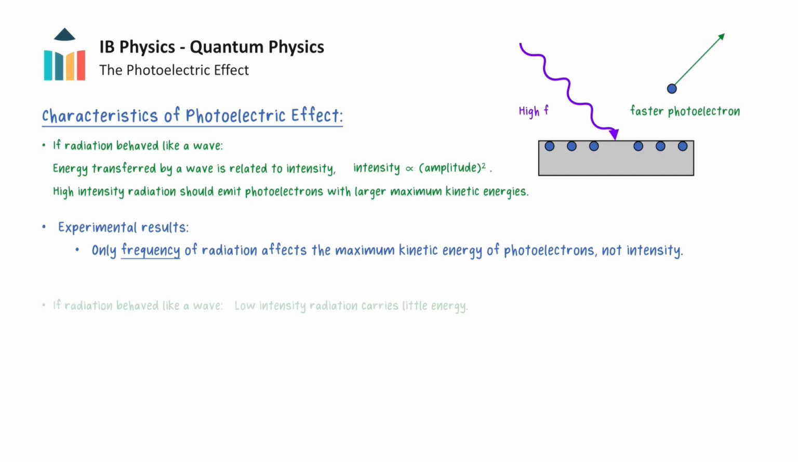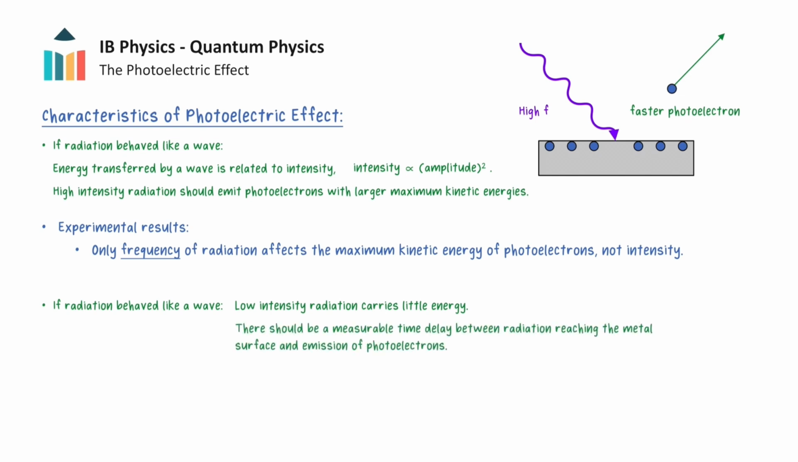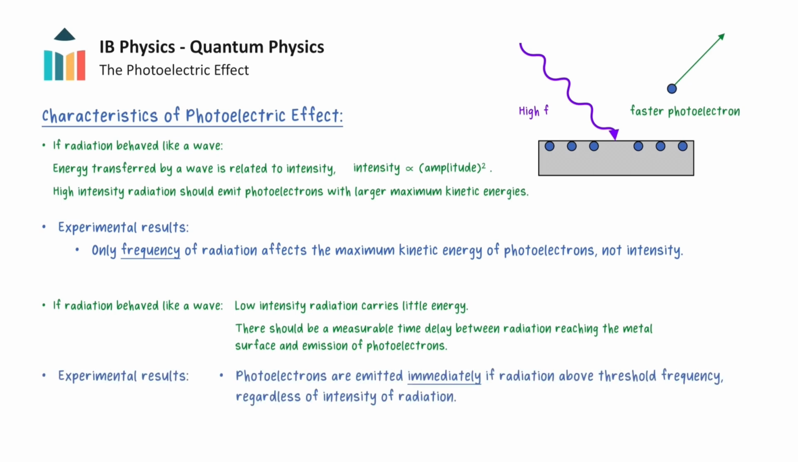Finally, since low-intensity waves have small amplitudes and carry little energy, there should be a measurable time delay between lower-intensity radiation reaching the metal surface and electrons gaining enough energy to be emitted. Instead, experimental results showed that radiation above the threshold frequency will always emit electrons immediately, even at very low intensities of incident radiation.